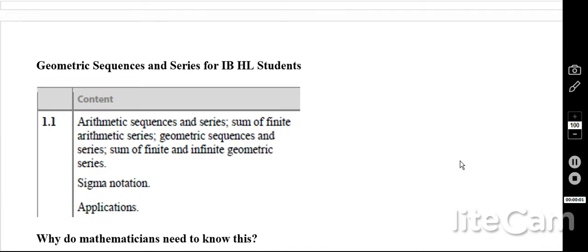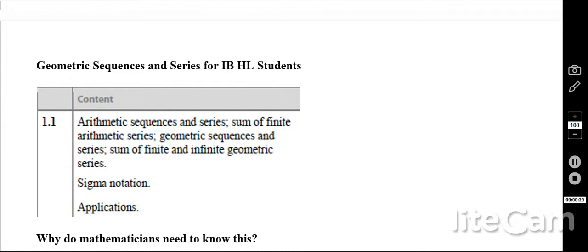Okay, so next we're going to look at geometric sequences and series, again for IB high level students. Again, we're still in the first part of the syllabus. Here we go, we've got geometric sequence series. We're going to look at the sum of the finite and infinite geometric series as well.